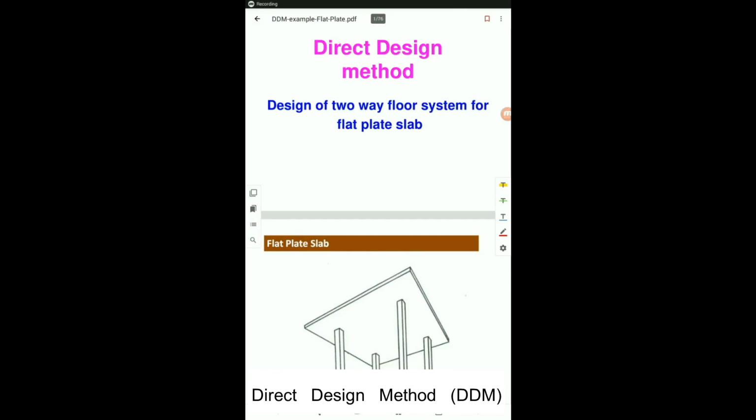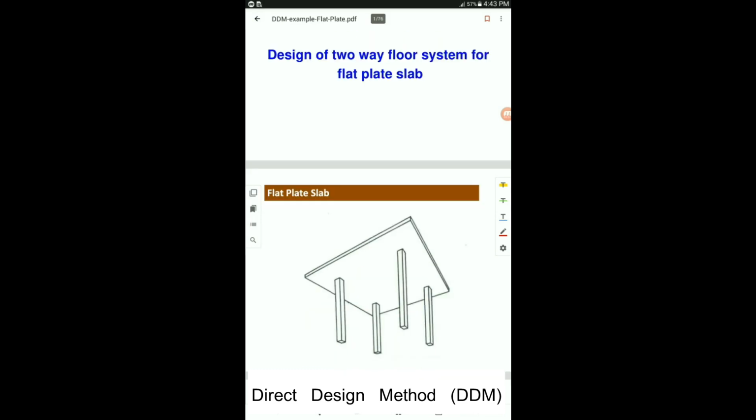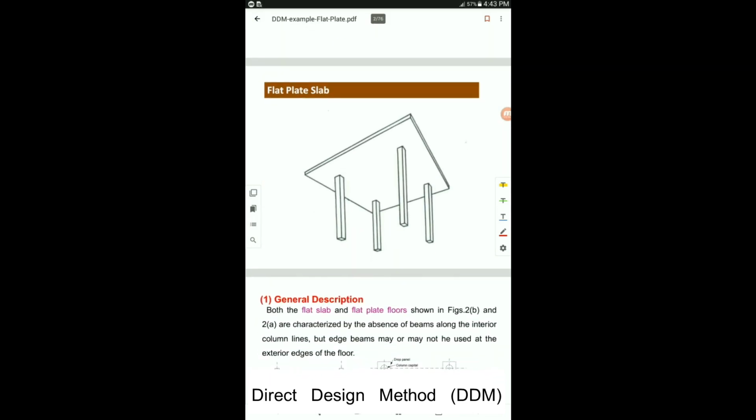This is the last part for designing a flat plate slab system using the direct design method. As we have already discussed, a flat plate slab system is one in which the slab is resting directly on columns. It is very clear from this image that the slab is resting directly on these columns without having any interior beams.